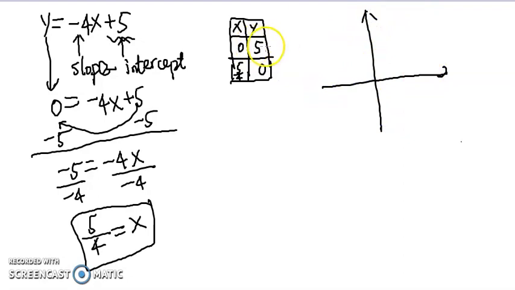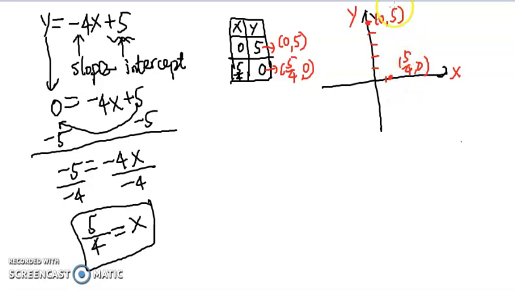Notice that we got two pairs of solutions. One of them is (0, 5), which means x equals 0, y equals 5. Counting 1, 2, 3, 4, 5 on the y-axis, that's the point (0, 5). The other pair of solutions is x equals 5/4. The first number is always x, the second number is always y. So 5/4 is 1 1/4, so it's probably somewhere right here, and the y coordinate is 0. This point is (5/4, 0).